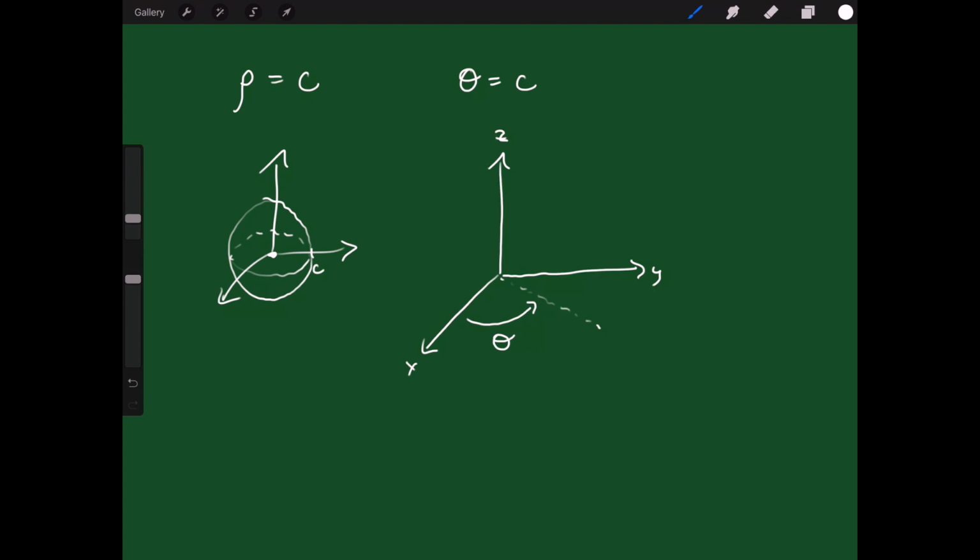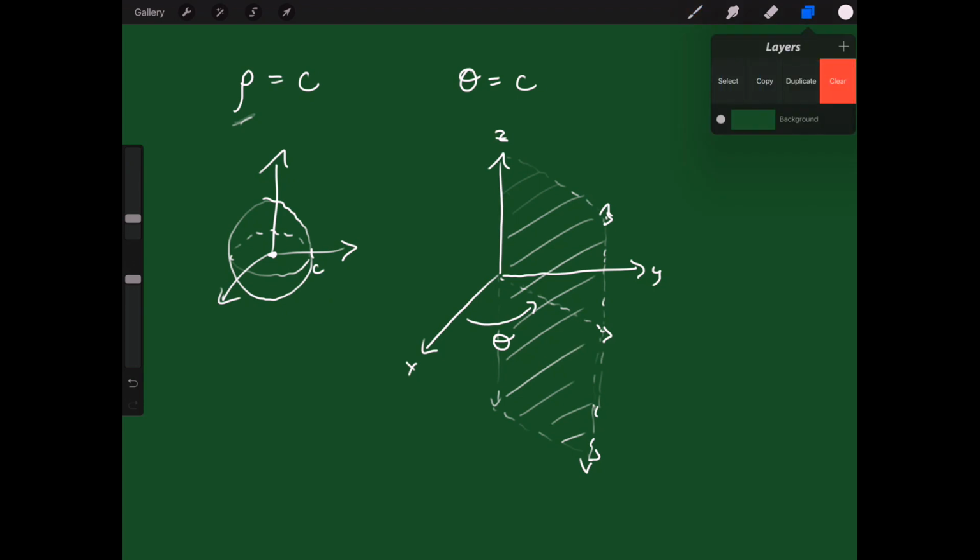This is my angle theta. And then I could have any points above or below that angle theta. So that would give me a half plane. Remember that rho is positive, so I don't get the back half of the plane, just the front half. So I'd get this whole half plane over here. Okay, so that's theta equal to a constant.